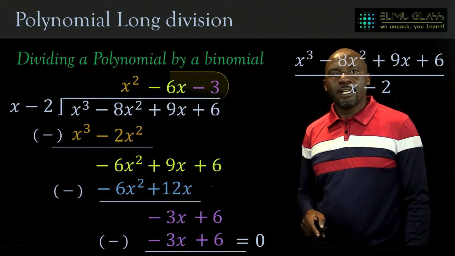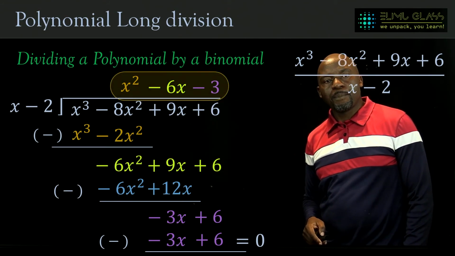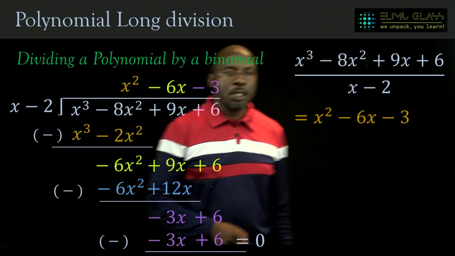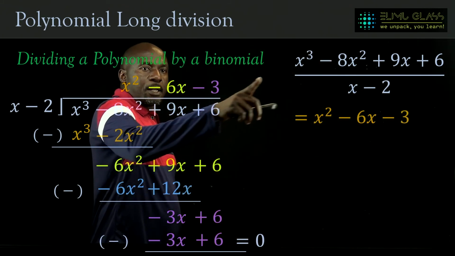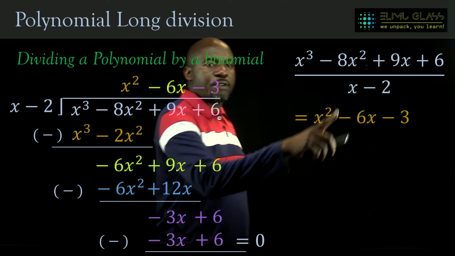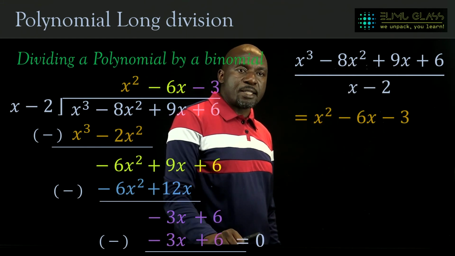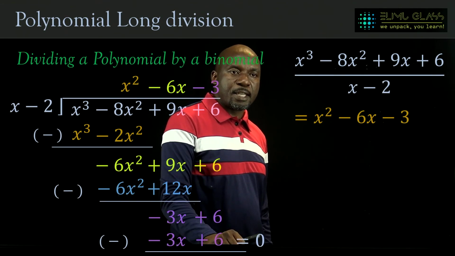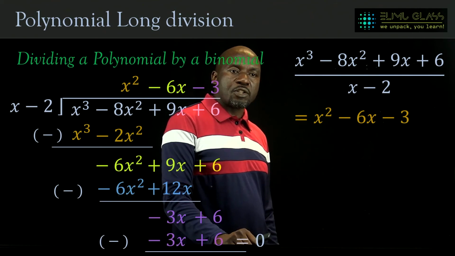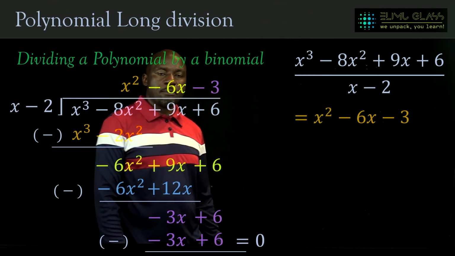So my answer is actually what you see there, and so we can conclude that this division gives me, if I divide x cubed minus 8x squared plus 9x plus 6 by x minus 2, I'm going to get x squared minus 6x minus 3.